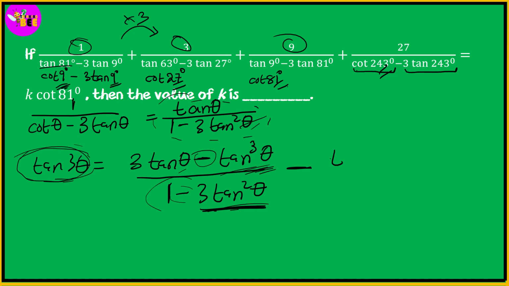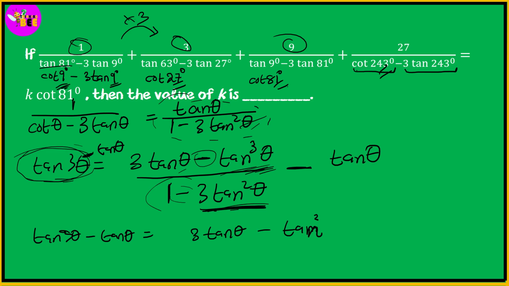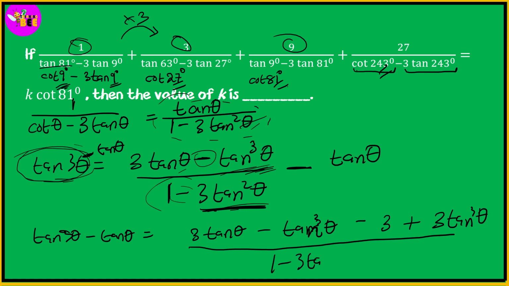So, subtracting tan theta, we would get tan 3 theta minus tan theta, which would be equal to 3 tan theta minus tan cube theta minus 3 tan theta plus 3 tan cube theta, the whole divided by 1 minus 3 tan square theta. Now, however, we observe that tan cube theta is not getting cancelled out. We still have 2 tan cube theta remaining.